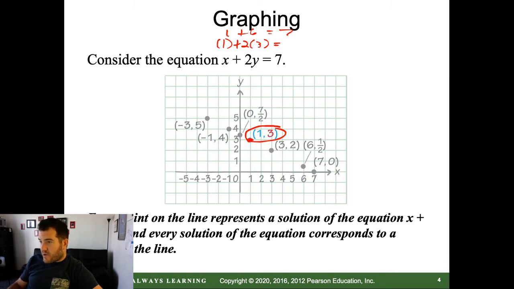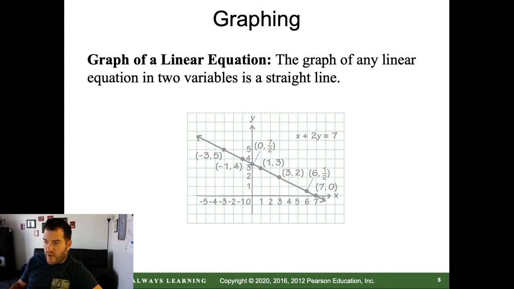Again, if I went the other way, let's say that I put a 3 here and a 2 here, because we're going to multiply that by 2, I think we can say that 3 plus 4 also equals 7. So I can also plot this point here. All this is saying is that there's a wide variety of points that we can plot, and once we plot those, they should form a straight line if we connect them all together.